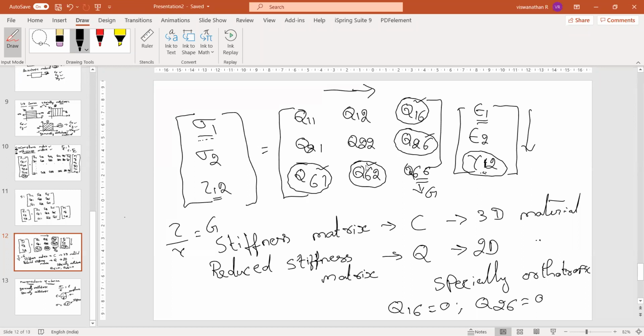What happens if you apply a shear stress to a specially orthotropic material? What happens if you apply only shear stress to the specially orthotropic lamina? I said extensional stress will give you only extensional strain in a specially orthotropic lamina. What happens when you apply only shear stress?